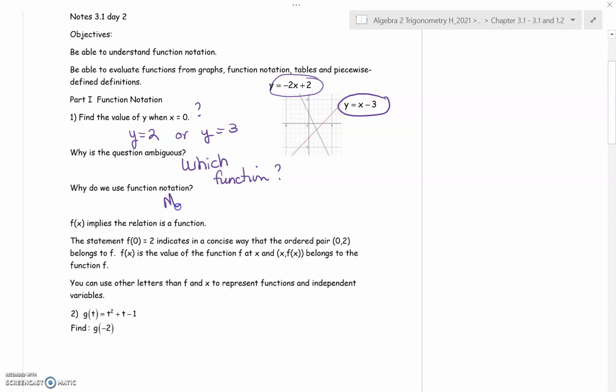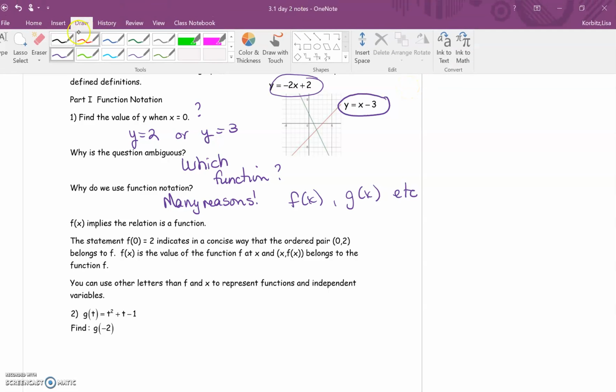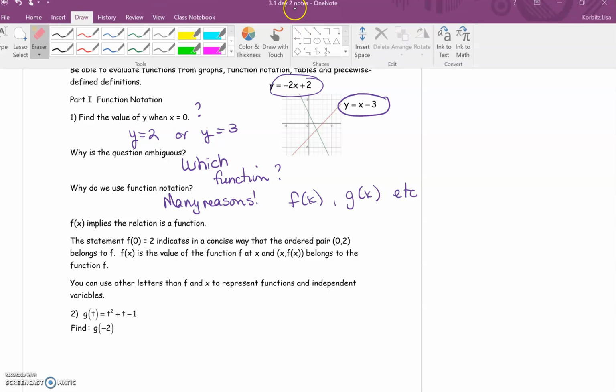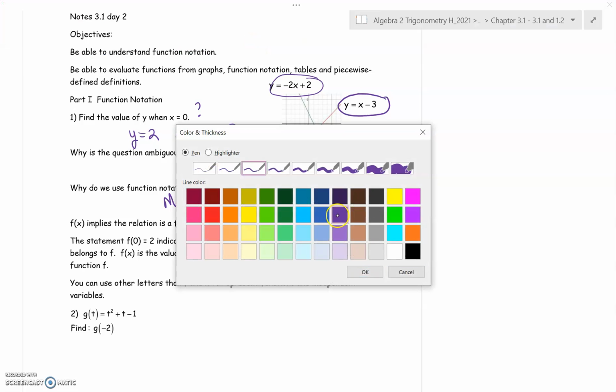So why do we use the function notation? There are many reasons that we will study, but for right now, one reason is it allows you to call the different functions different names. Like you could say one is f of x, one is g of x, etc. Like you might say this one is f of x, and the other one is g of x or h of x or something like that.